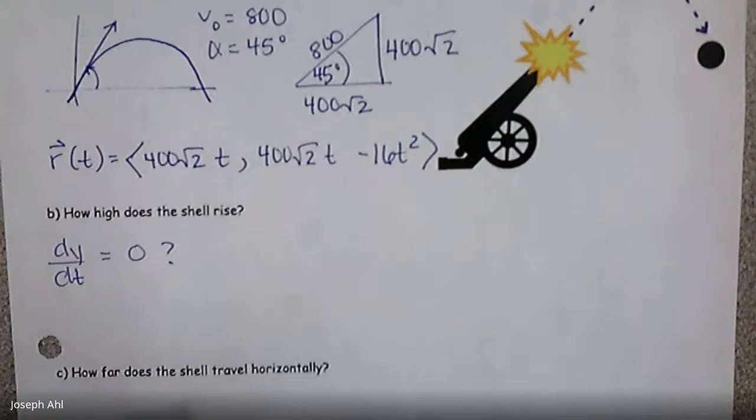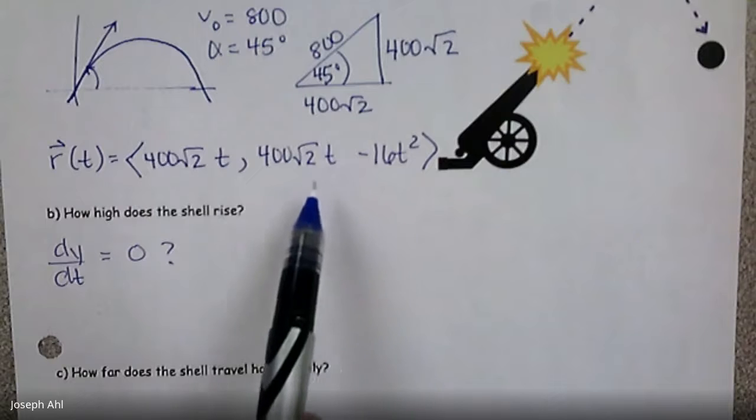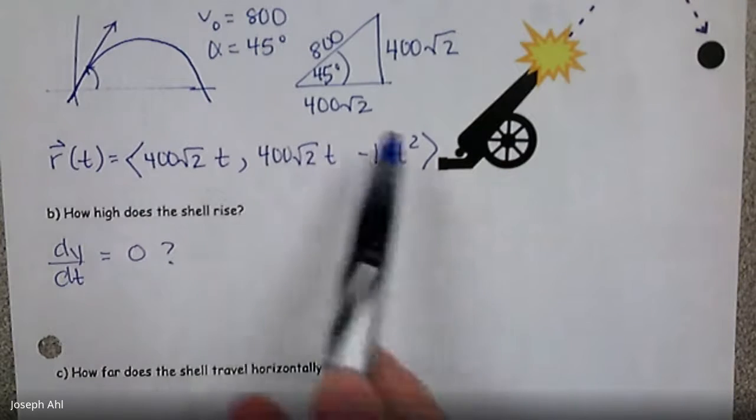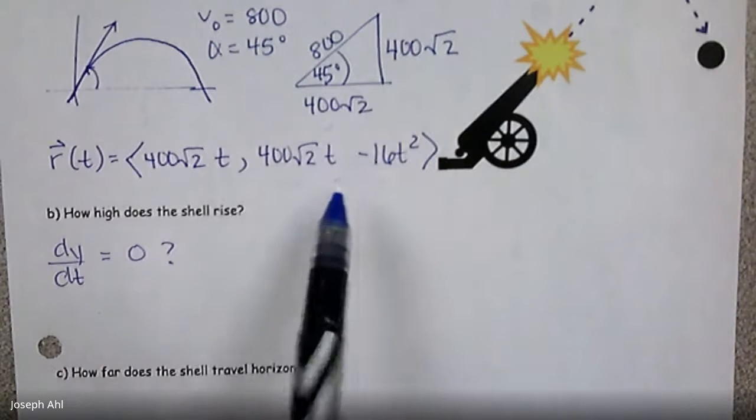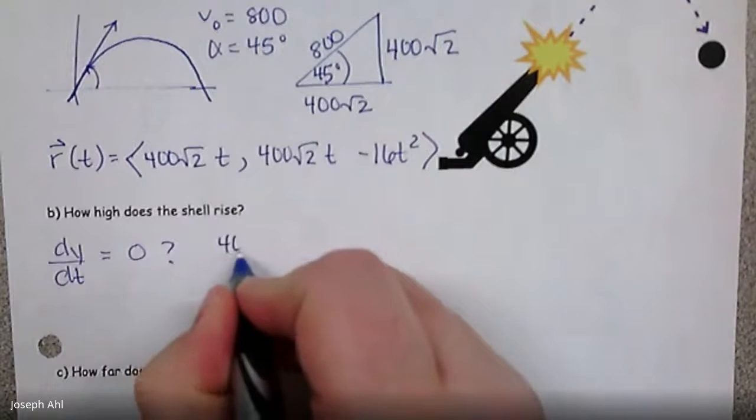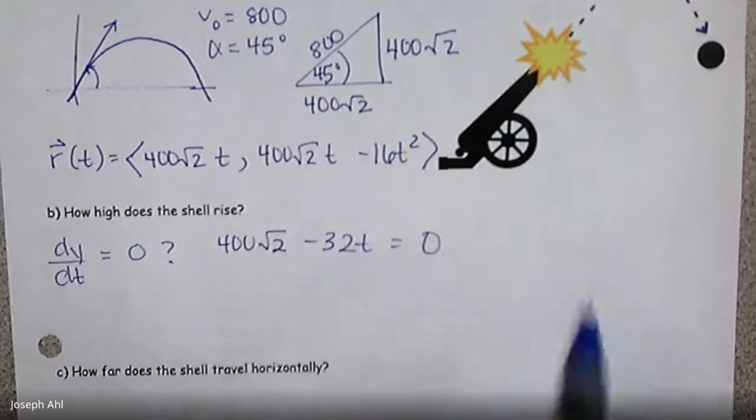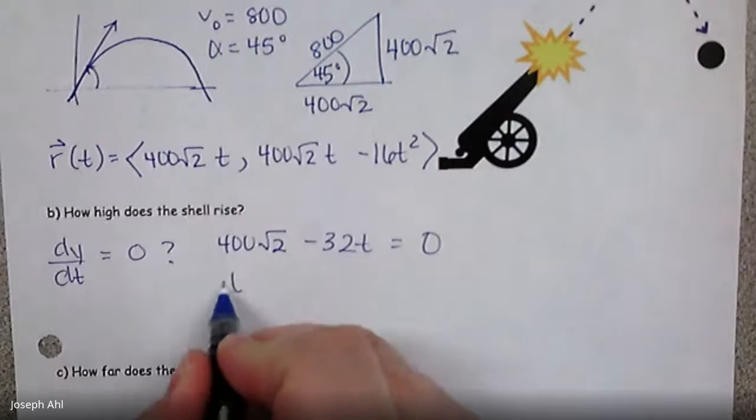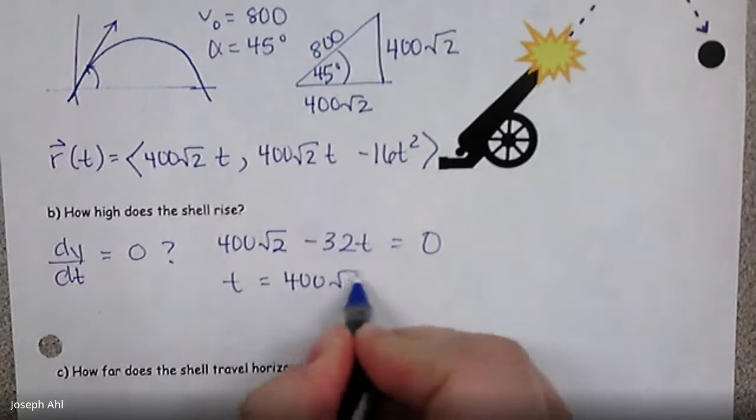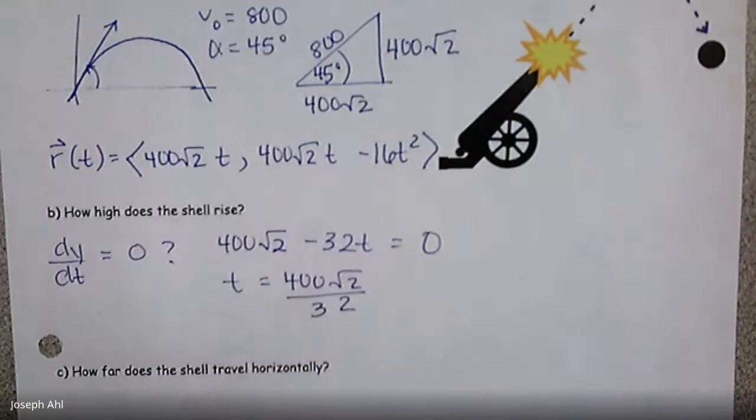Okay, so dy/dt in this case is going to be the derivative of this y component, 400 radical 2 minus 32t. If we set that equal to 0, we can quickly isolate t and get that t equals 400 radical 2 over 32. And if you want to reduce this a little bit, the time that it takes is 25 halves radical 2.